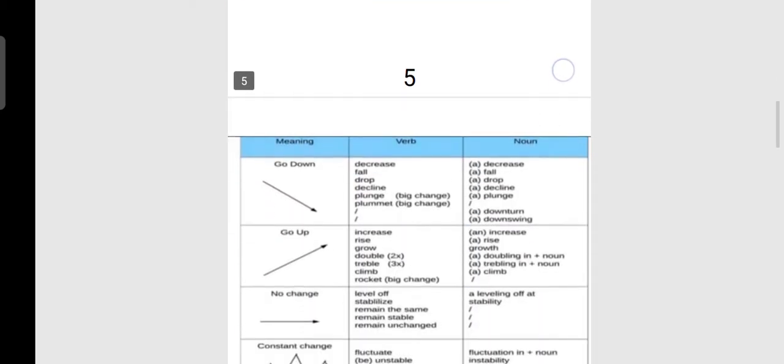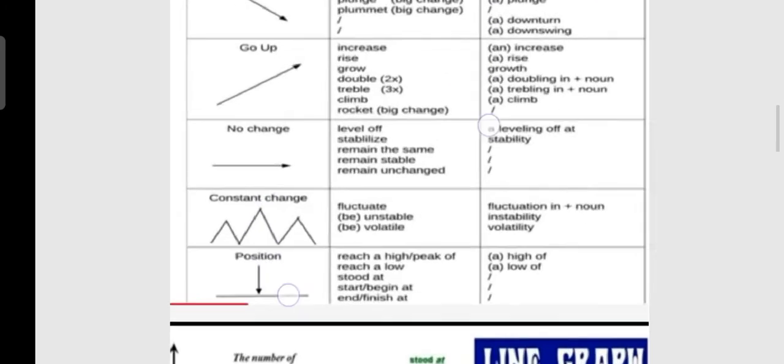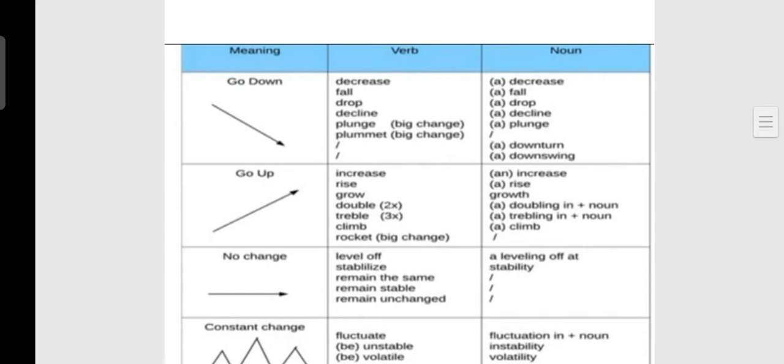Next, these are again the same kind of words, for writing any line which is going down. For this we can use verbs like decrease, fall, drop, decline, plunge, plummet. And for nouns, sometimes these verbs can also be used as nouns: decrease, fall, drop, decline, plunge. Then for going up, same type of words: increase, rise, grow, double, triple.